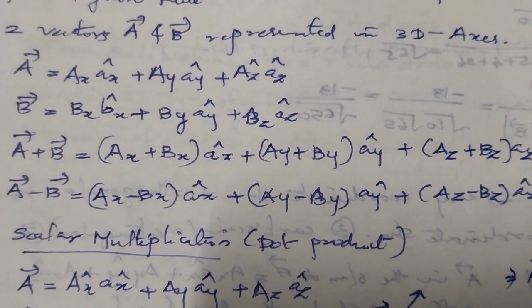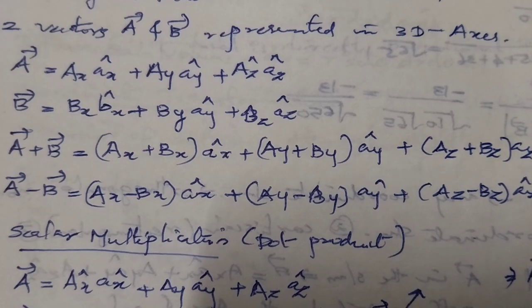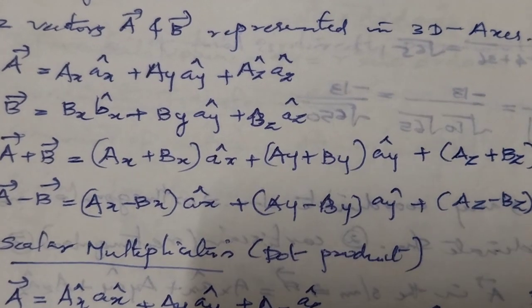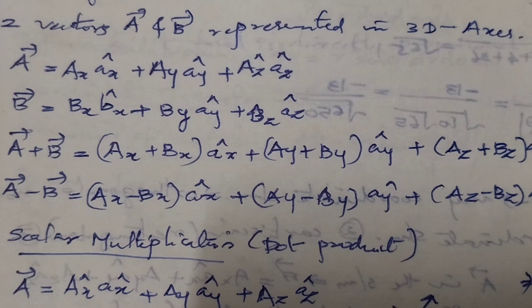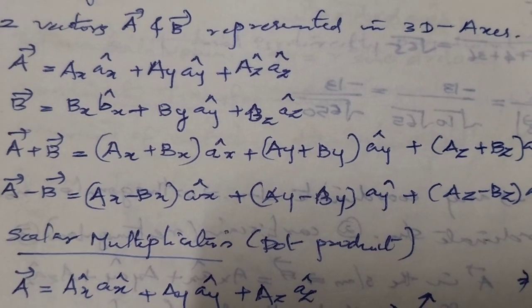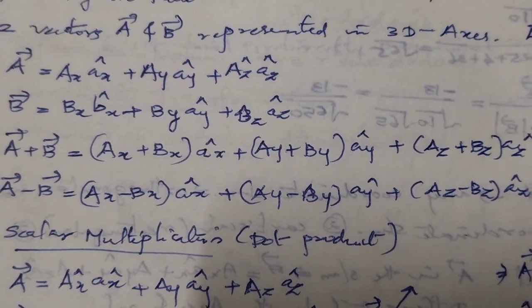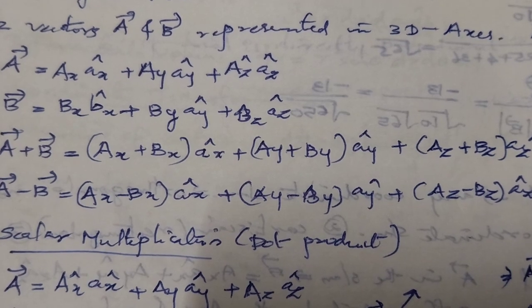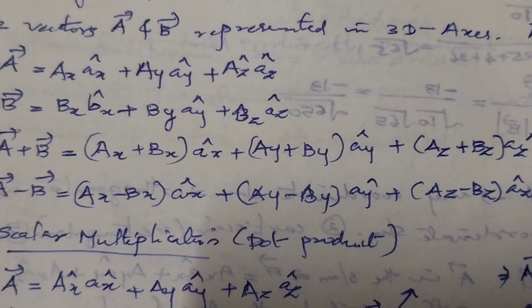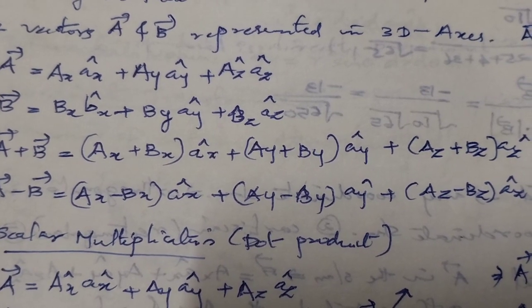A minus B vector is equal to ax minus bx, all ax torque, plus ay minus by, all ay torque, plus az minus bz, all az torque.